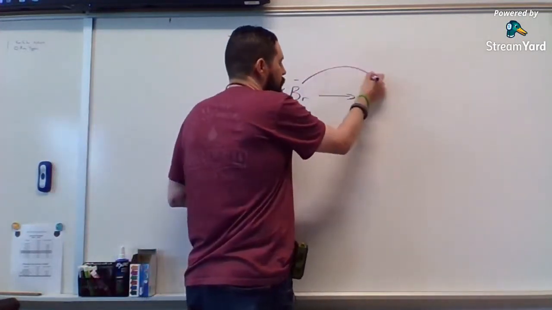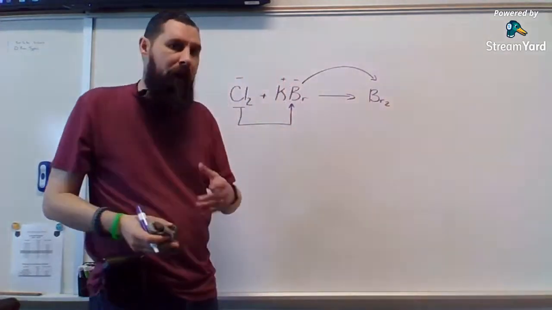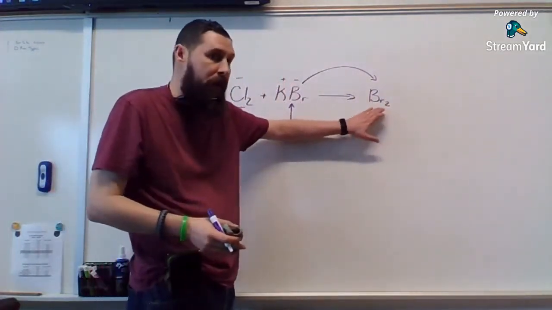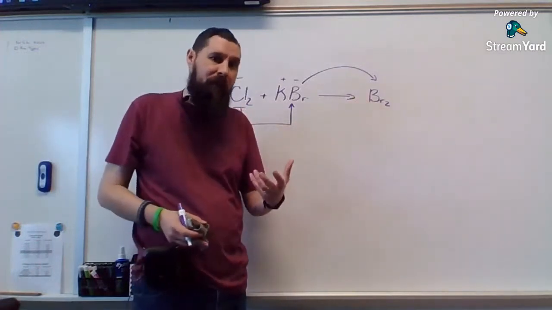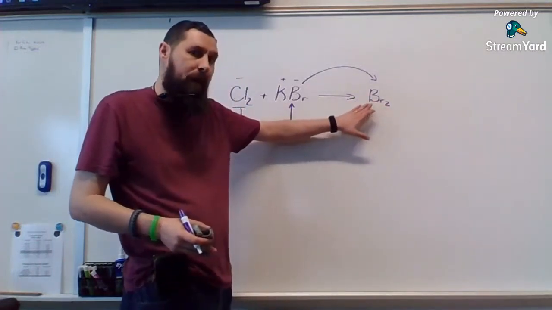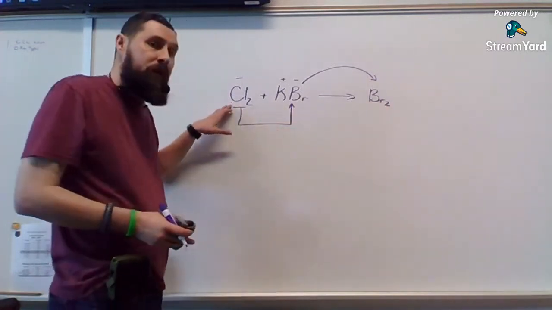So as a result, bromine becomes our individual product. And if you're wondering why I put the Br2, because bromine again is one of those diatomic elements. Anytime that bromine ends up by itself, it's always with the subscript of 2, similar to chlorine, which is a diatomic.